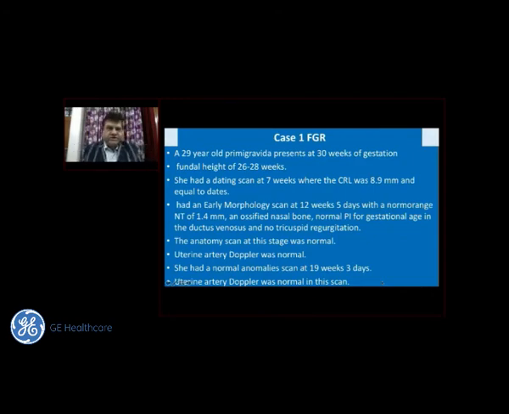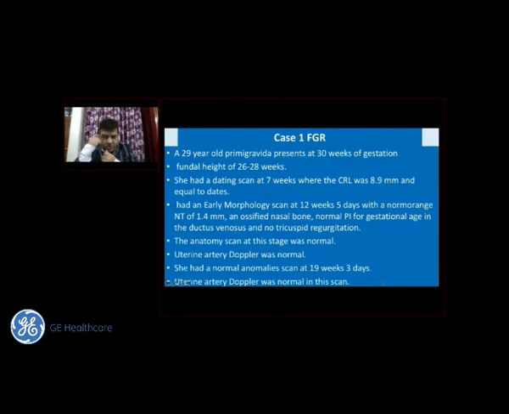The first case is a 29-year-old primary gravida who presents at 30 weeks of gestation, but the fundal height is only 26 to 28 weeks. So please remember, it should have been 30 weeks, but it's 26 to 28 weeks. She had a dating scan at 7 weeks where CRL was 8.9 millimeters. At that time, it was corresponding. She had an early morphological scan at 12 weeks 5 days with a normal nuchal translucency of 1.4, an ossified nasal bone, normal PI for gestational age in the ductus venosus, and no tricuspid regurgitation. The anatomy scan at this stage was normal.